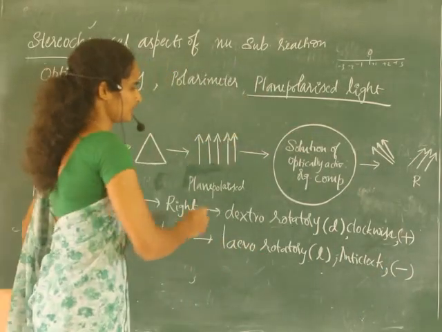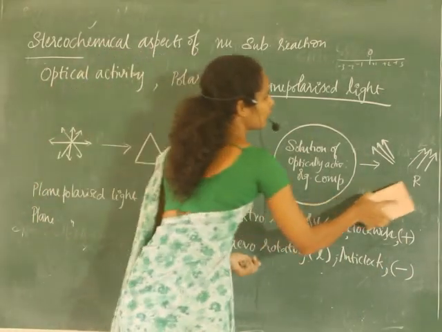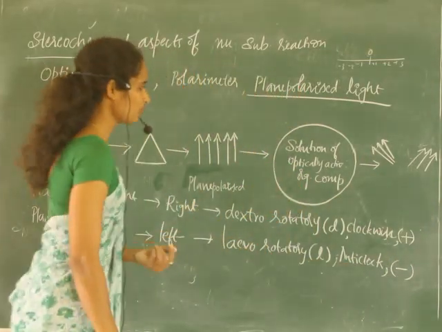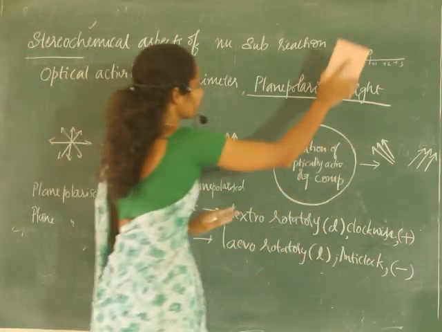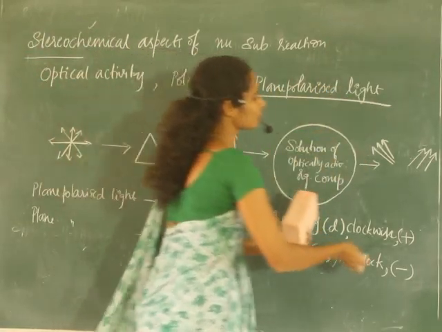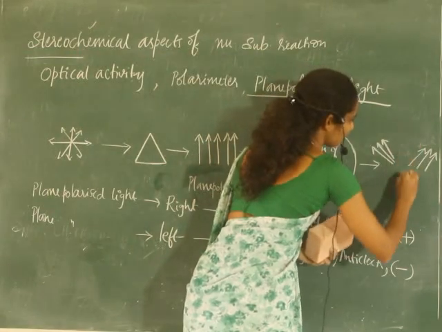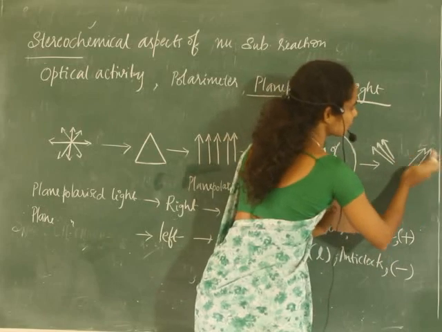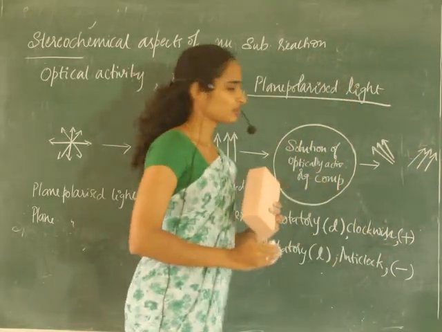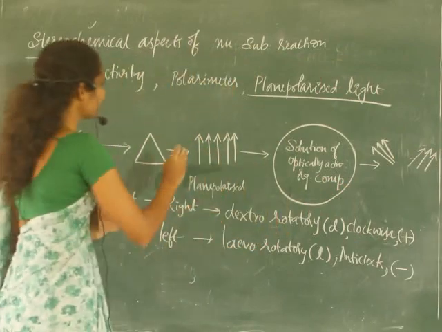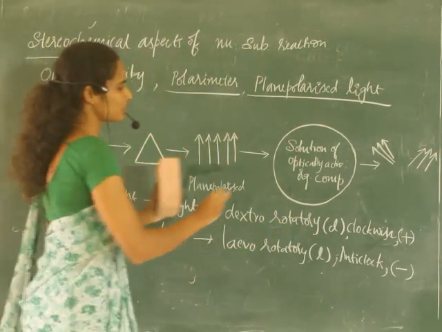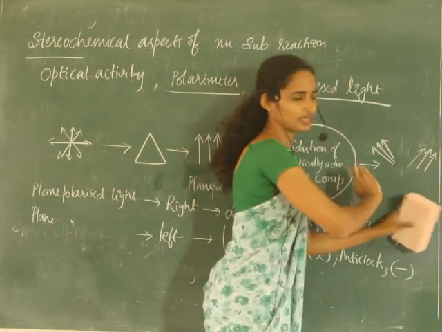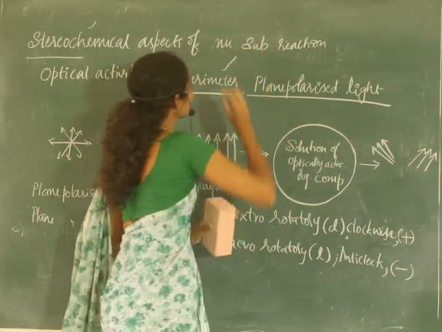This is about rotation of plane polarized light in the presence of optically active compounds. Hope it is clear to you. This angle of rotation, by which plane polarized light rotates right side or left side, is measured by an instrument called a polarimeter. The instrument which measures the angle of rotation of dextrorotatory or levorotatory compounds is called a polarimeter.